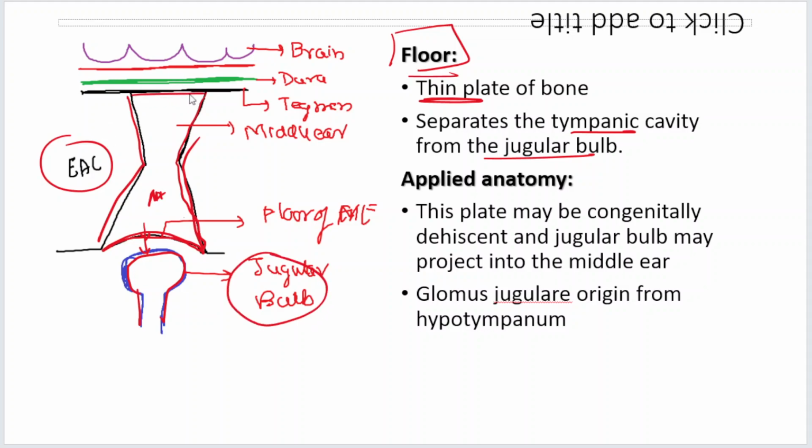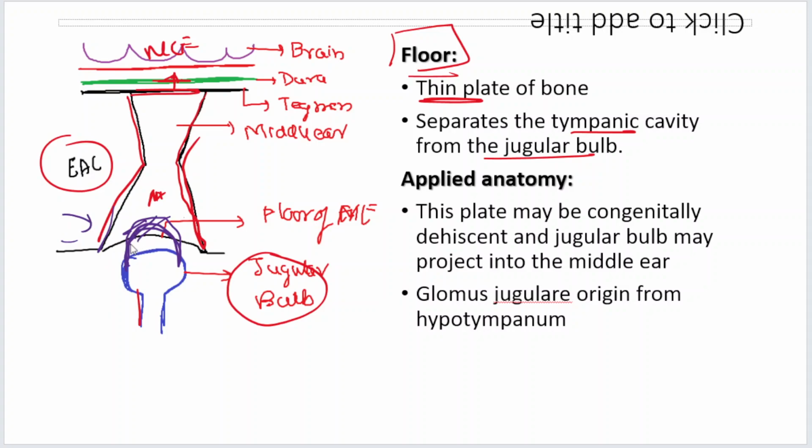Okay, the roof of the middle ear has an association with the dura of the middle cranial fossa. So both are thin plates of bone. You have to respect their integrity when you are doing a surgery. Sometimes this bone may be congenitally thin or dehiscent. So the jugular bulb will come upward, and it will be like a bluish tinge you can see through the tympanic membrane.